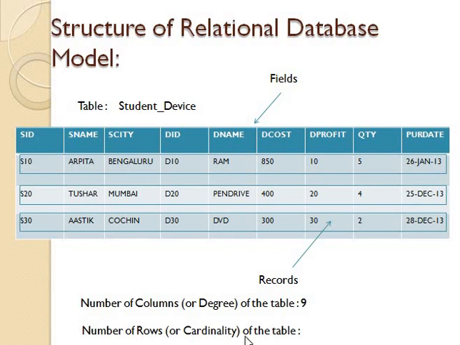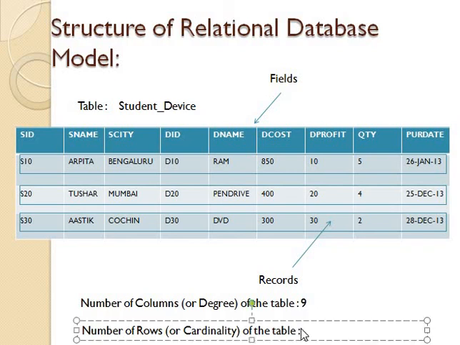Again, what's the cardinality of the table? Considering this table, you are required to find the cardinality. The cardinality is nothing but the number of rows of the table. So if you are required to count the number of rows, just count the records. Records represent the rows. So how many records are there? This is the first record, this is the second record, and this is the third record, as represented in the shape of a rectangle. So the cardinality or the number of rows of the table is 3.